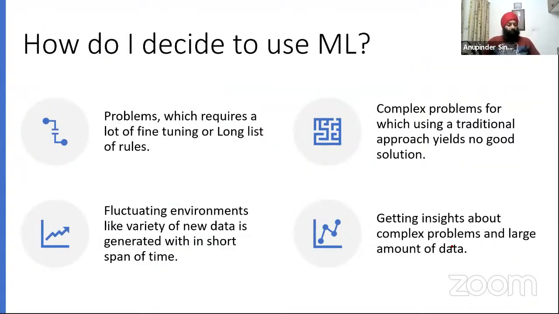Now, how do we decide when to use a machine learning program? Broadly, there are four basic things we look at when we are trying to solve any problem using the machine learning approach, right? It's a very crucial step where you decide whether you really want to go for the machine learning based approach, or you can do it by the traditional one itself. The very first thing you should look at is a problem which requires a lot of fine tuning and a long list of rules to be implemented over a period of time, right?